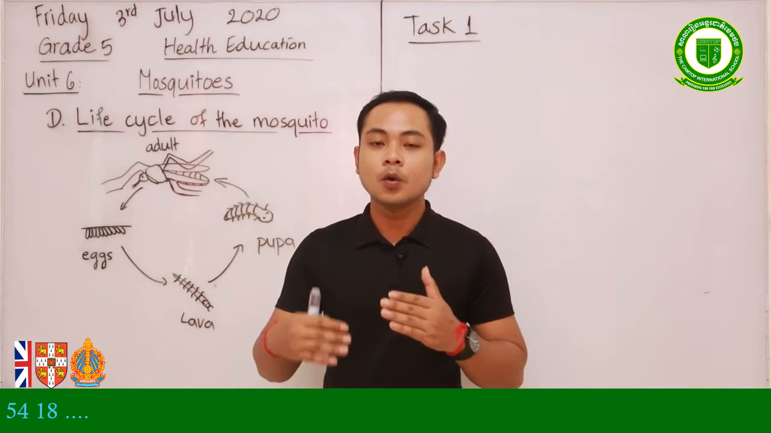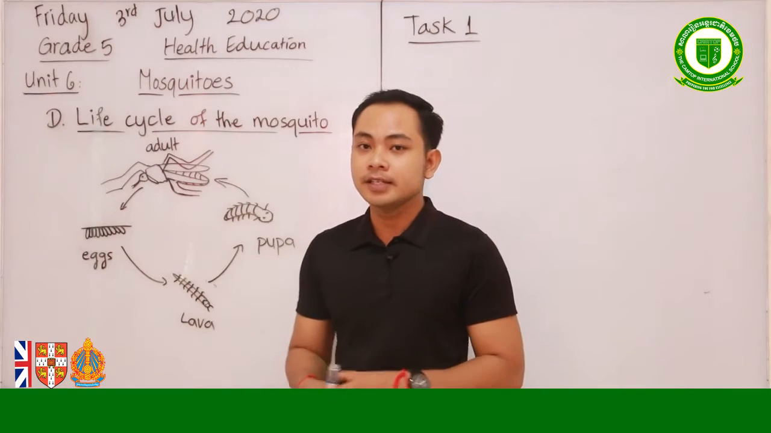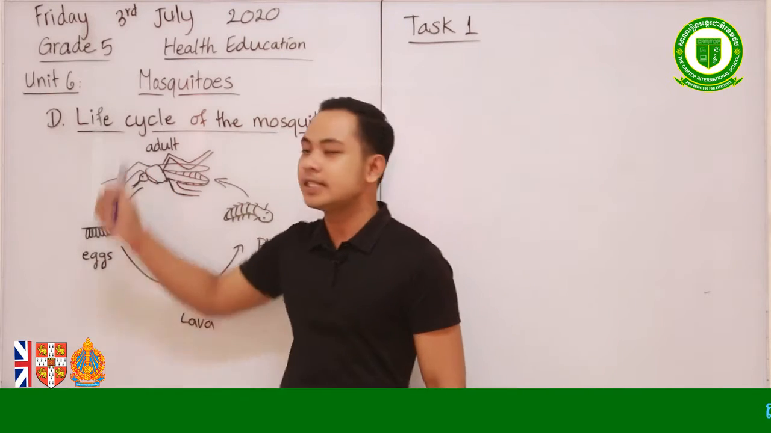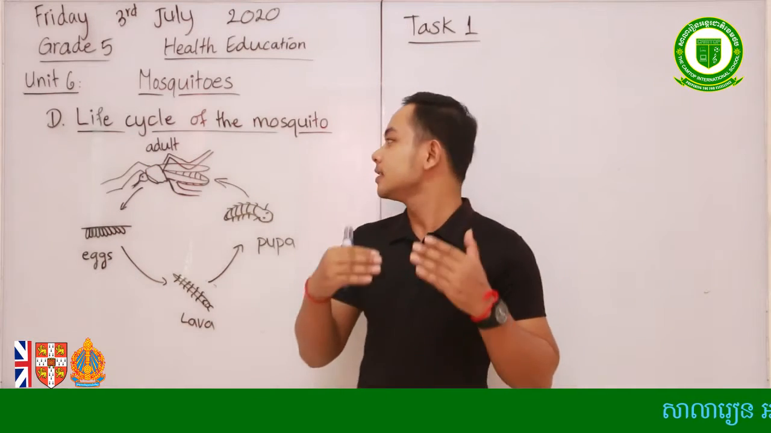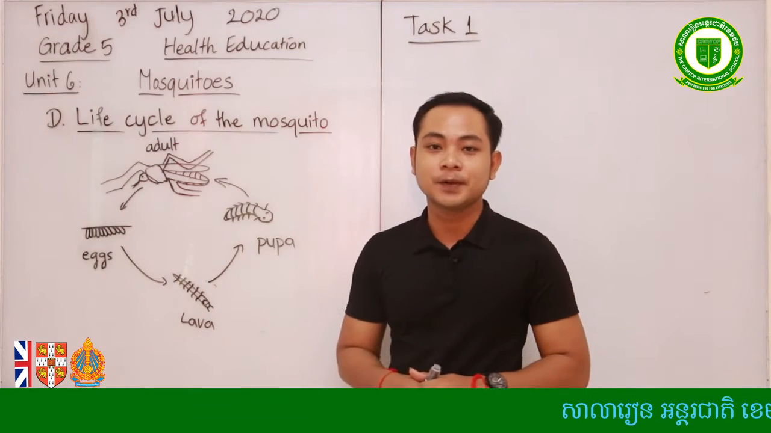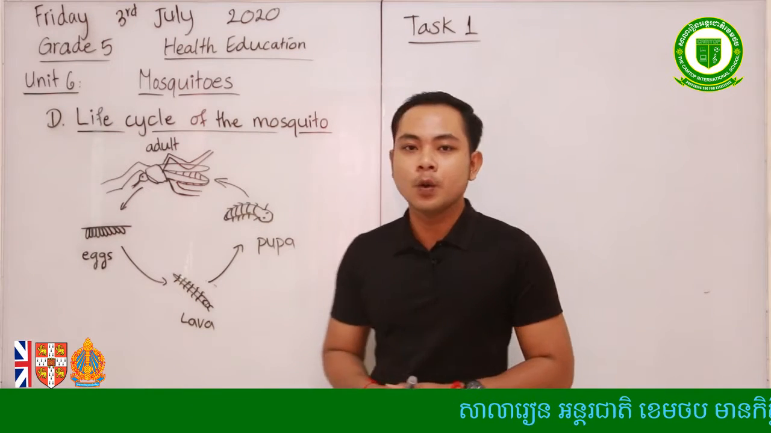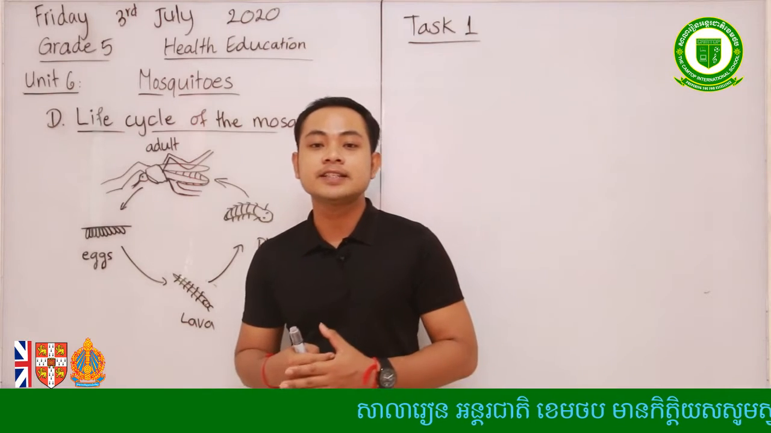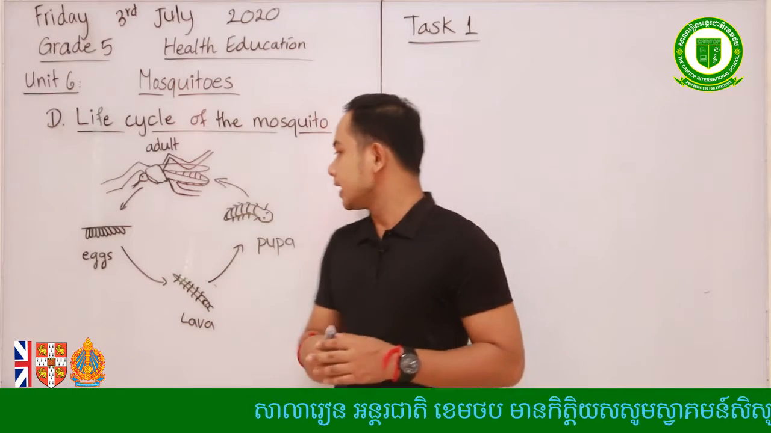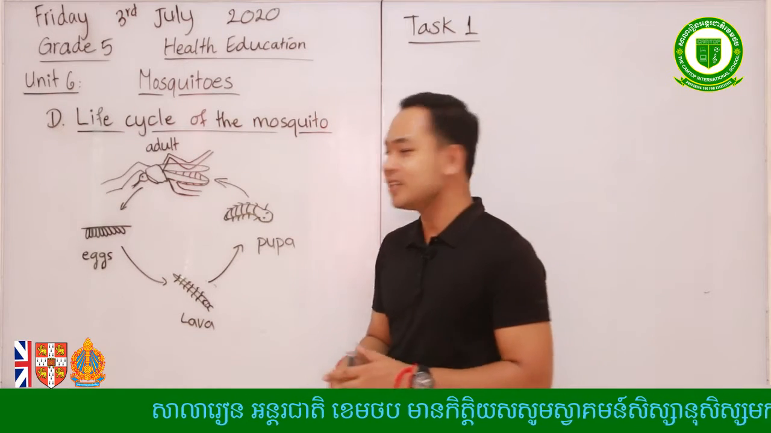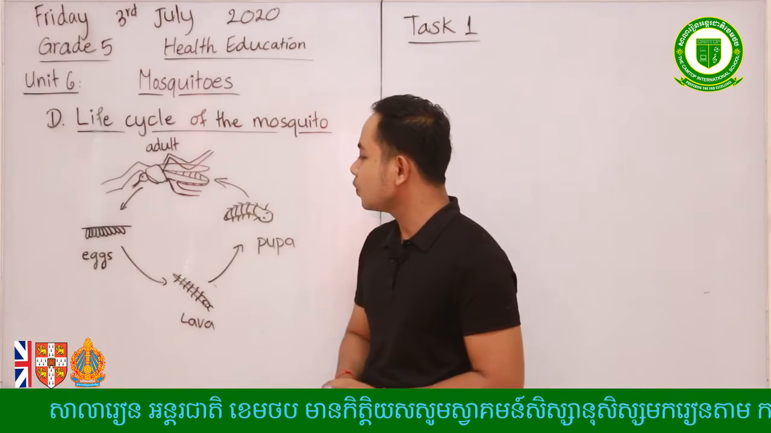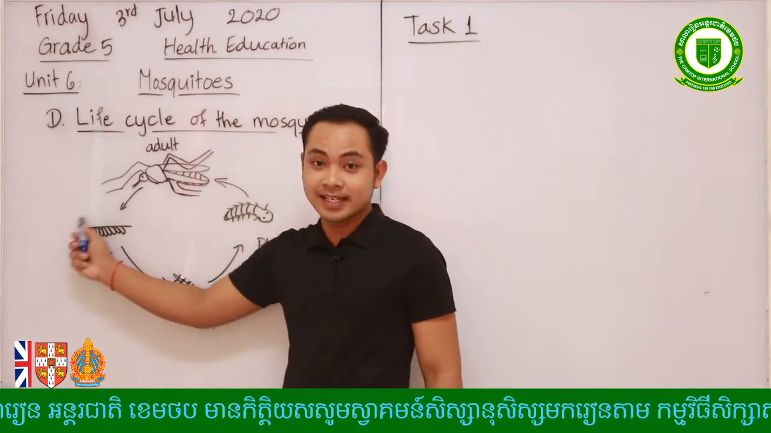Today's lesson, we're going to continue and move to section D. That is about the life cycle of the mosquito. So there are 4 life cycle stages of the mosquito. Take a look at the whiteboard. I have already drawn it right here. So the first one, it starts from the eggs.